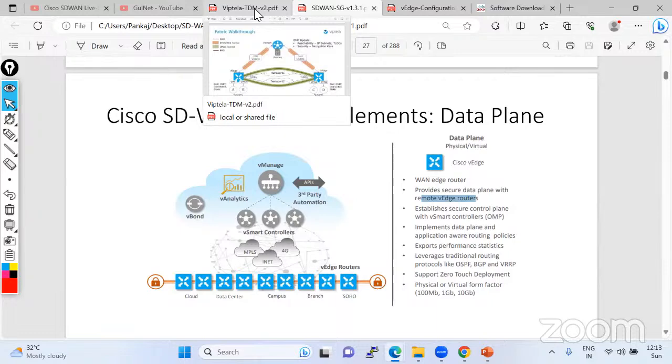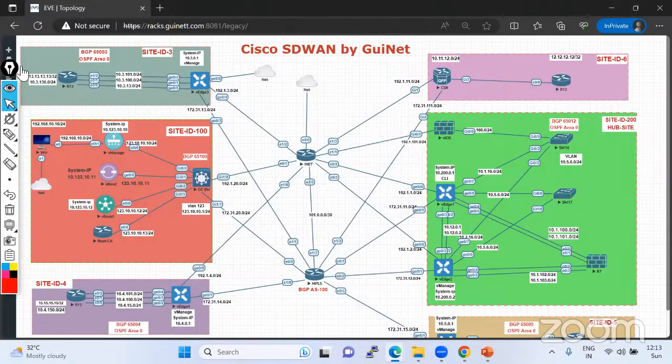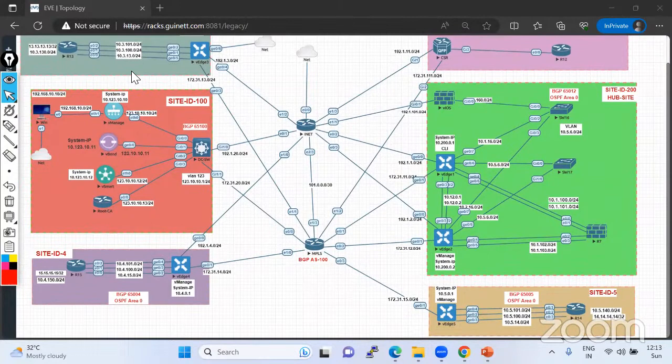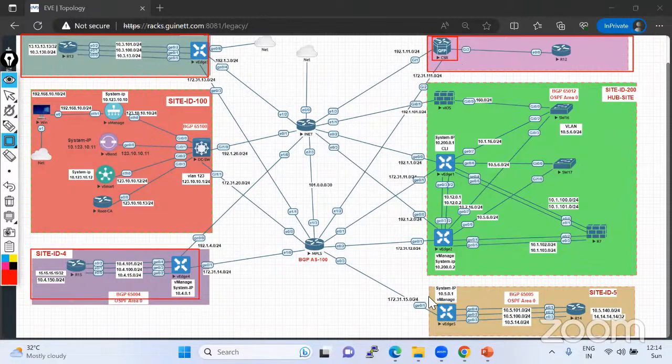Whenever you want to start your SD-WAN journey, this is the lab we prepared for everyone. It gives a more complex scenario where almost every feature of the SD-WAN solution is tested. In this lab, you can see this is one branch location, this is another branch location where we are using the cEdge router, this is another branch location, and another branch location. This is your data center.